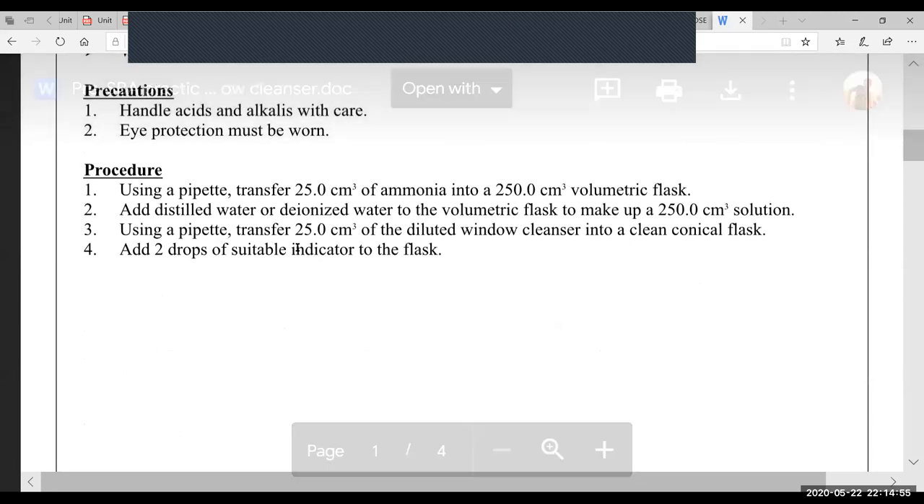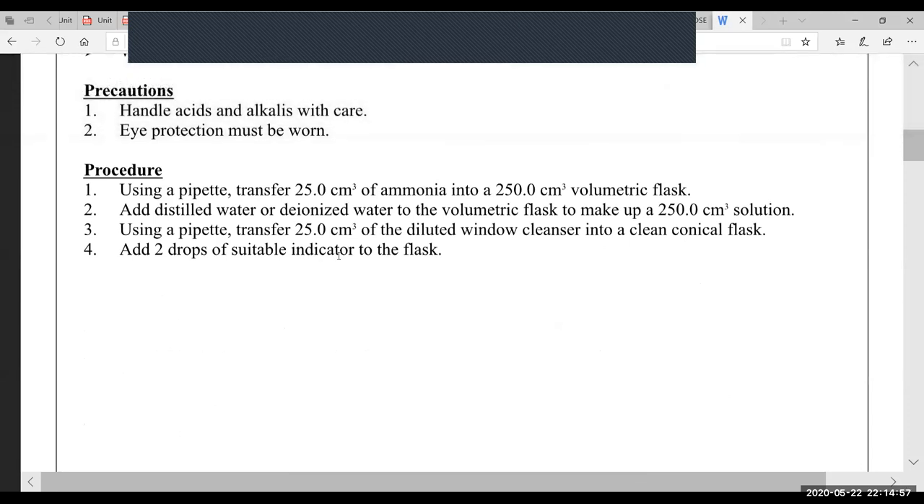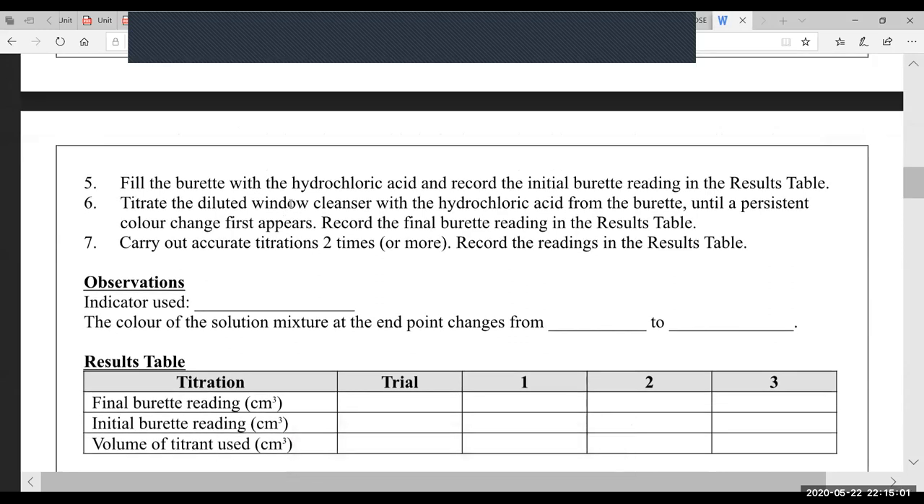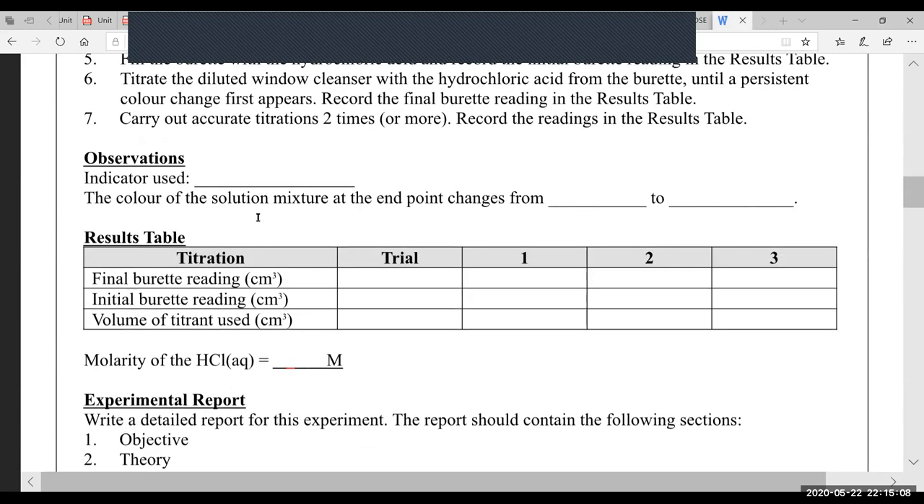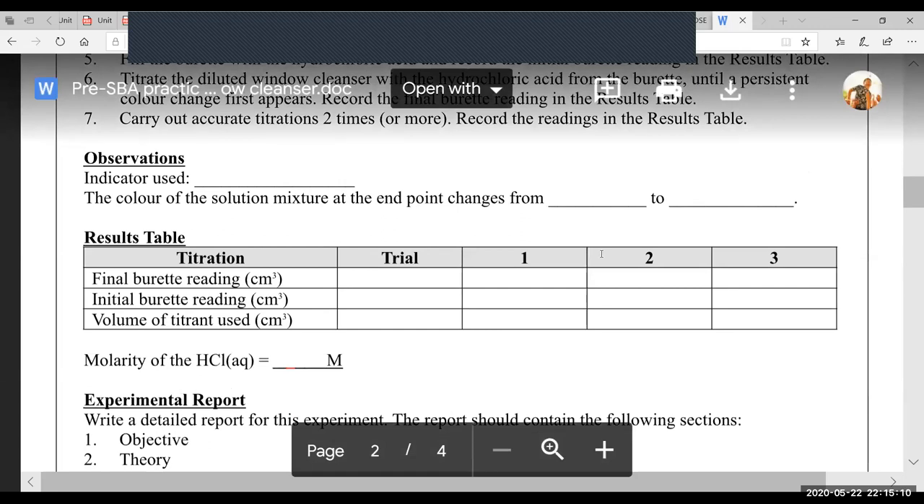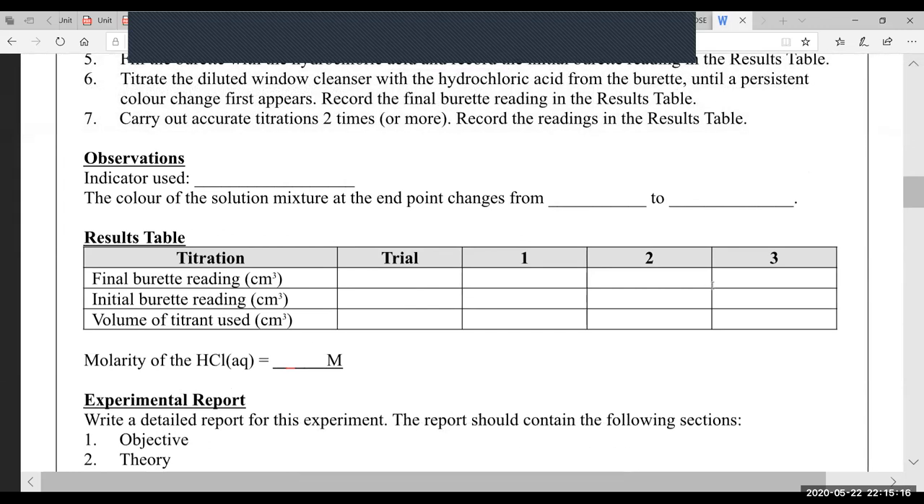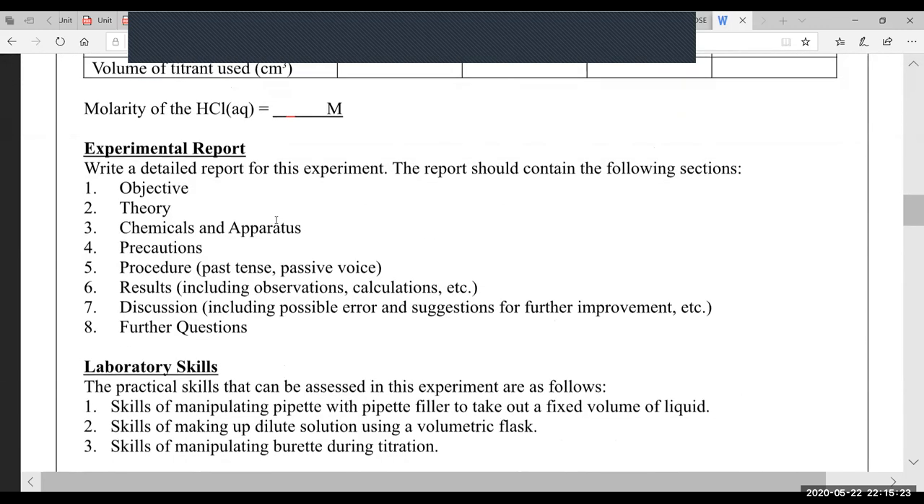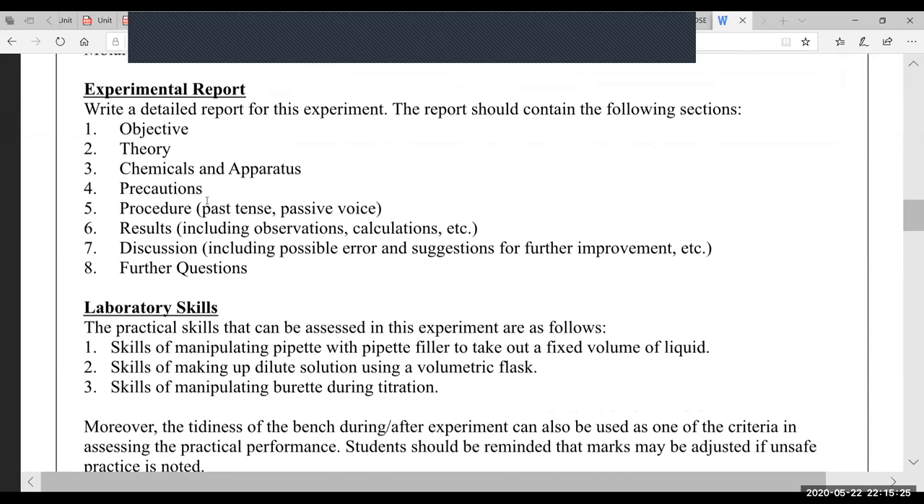Do a 10 times dilution, and then extract 1/10 to do the experiment. What you need to do is to titrate the diluted window cleanser against HCl. I use this one as an example, and you need to give me observation results. Of course, you can do more trials as long as you can give me consistent results. And after recording your molarity on the site, you are going to get yourself prepared for the lab reports.